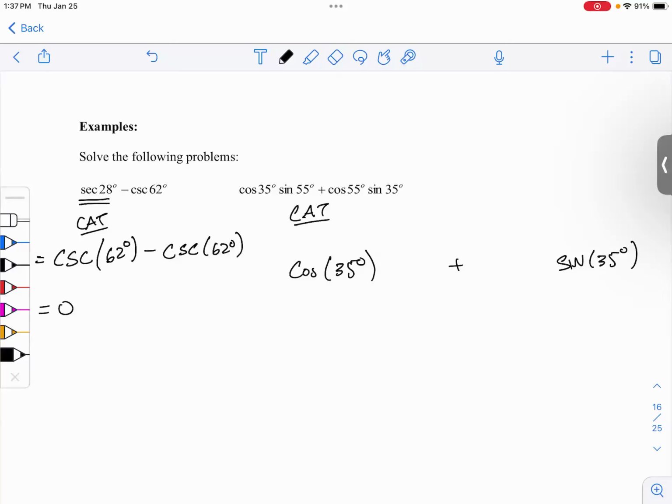Sine of 55 degrees. The cofunction of sine is cosine. Sorry, sine 55 becomes cosine 35. And the cofunction of cosine is sine. You don't add anything, you just drop the co. So that becomes sine of 35 degrees as well. Now notice what I have: cosine of 35 degrees times cosine of 35 degrees. Could I write that another way? Cosine 35 degrees squared.